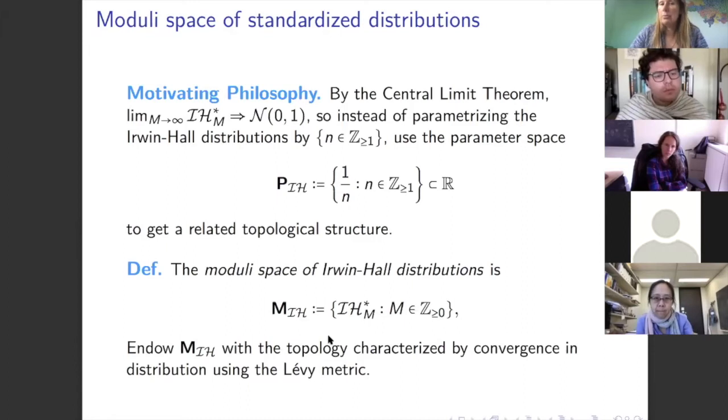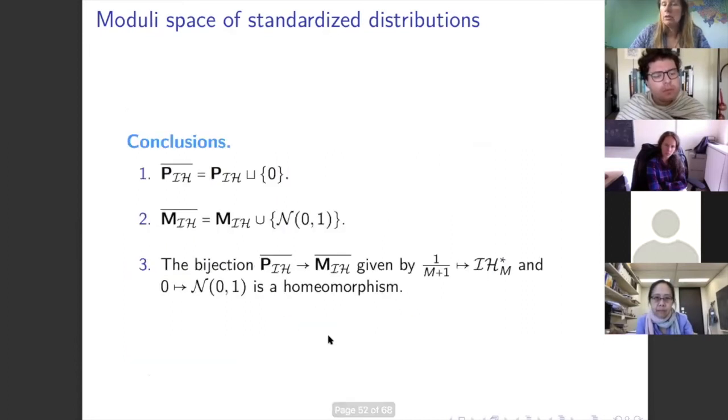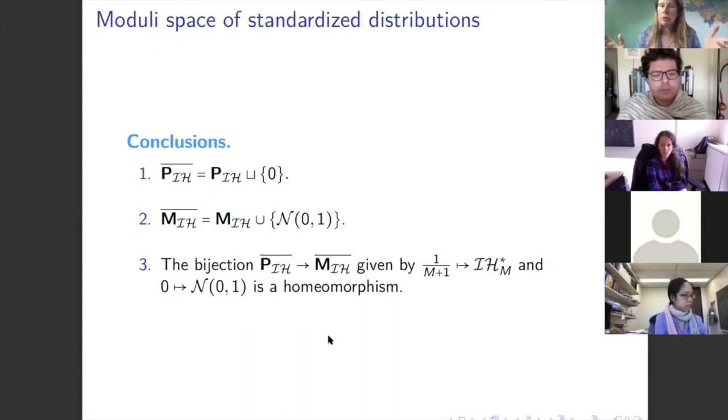It's parameterized by the numbers 1 over n. And the conclusion here is, if you take the closure of the parameter space, the closure just includes the point 0, and that's it, right? If you take the closure of the Irwin-Hall distributions, you get the normal distribution, and that's it. That's the whole closure. And there's a bijection between these two closed spaces, and it's actually a homeomorphism. Because we have this topological structure between the parameter space and the set of distributions, we think of it as a moduli space. And this was the easy example. It gets a little more complicated with the other ones. So any questions here on that philosophy?